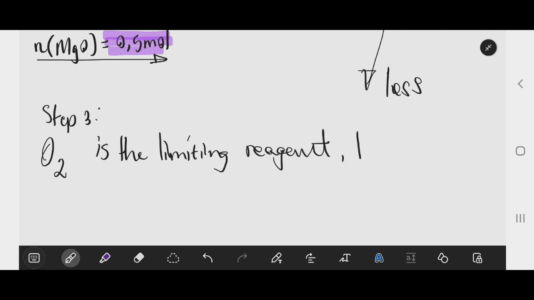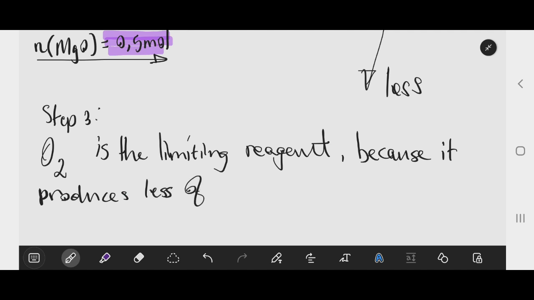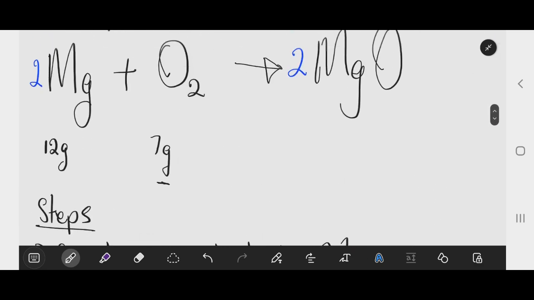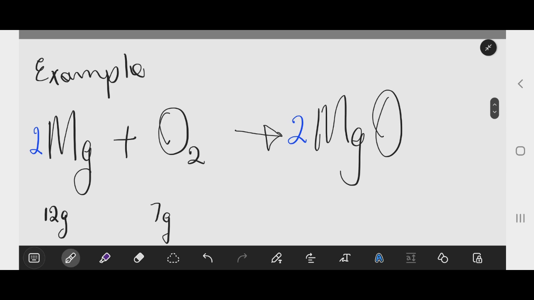And why? This is because it produces less product, right? So now it means if we want to calculate the amount of product formed, we have to use the limiting reagent, and in this case the limiting reagent is oxygen gas.